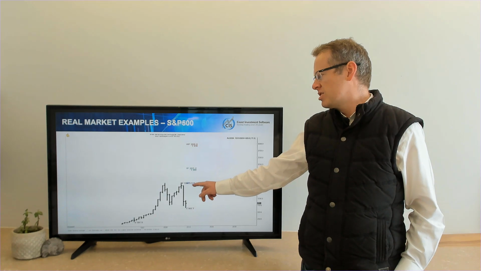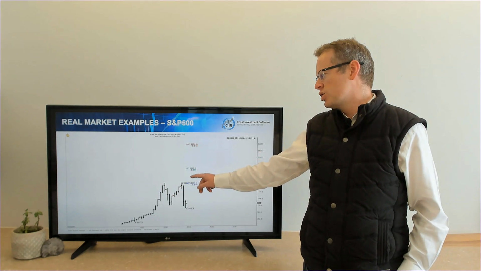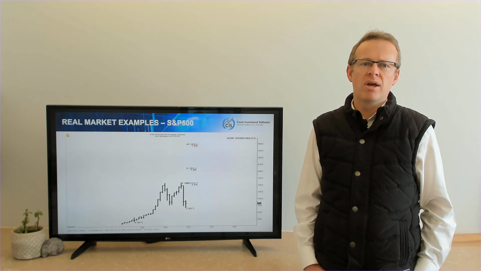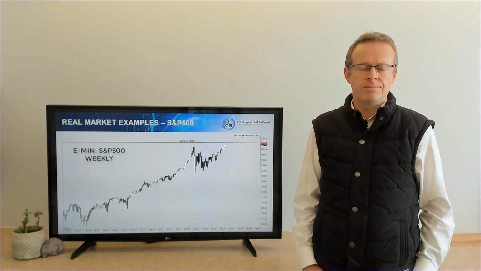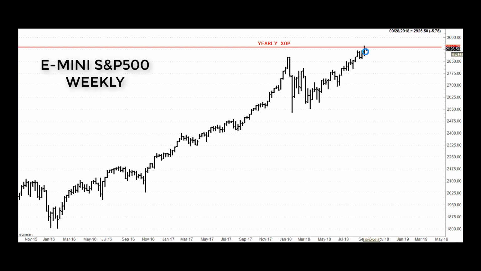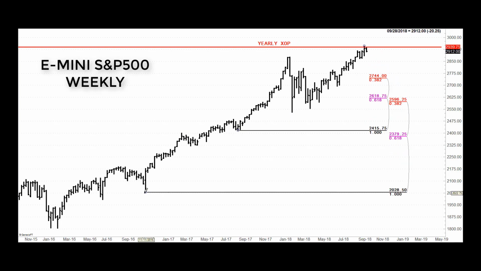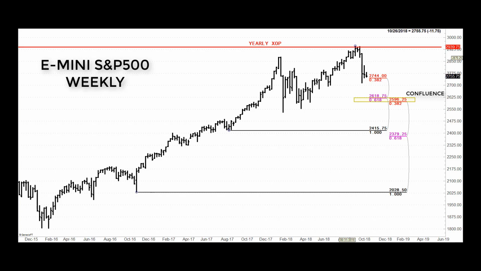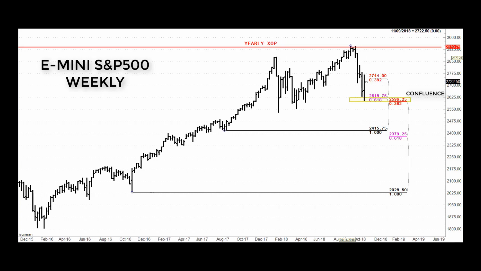It blasted through the COP because of these highs and the stops. It paused exactly at the OP. Now let's look at what happened at the XOP. The S&P weekly moving into that yearly XOP, we have a confluence forming from thrust F5 and trump F3, and that's the first decent support ahead of time. The market moving down, testing it and bouncing.